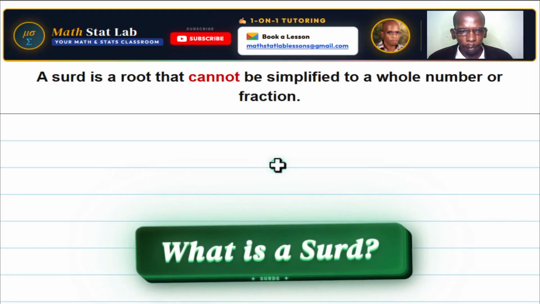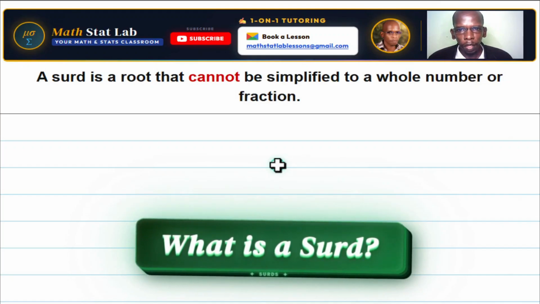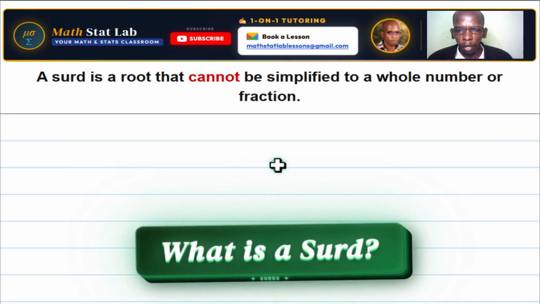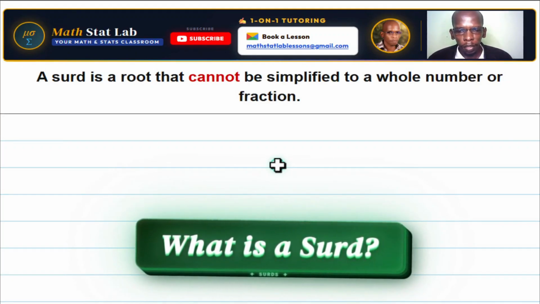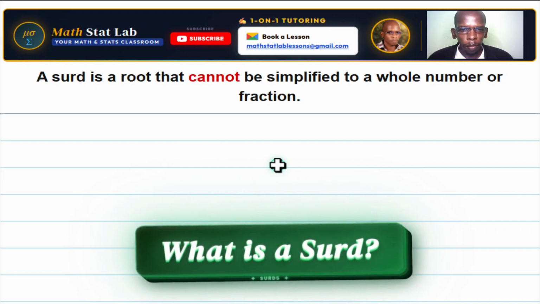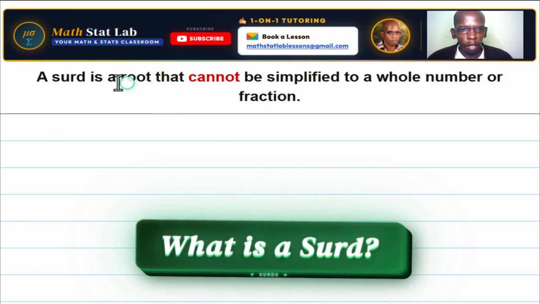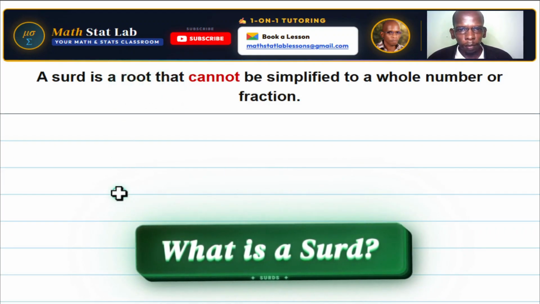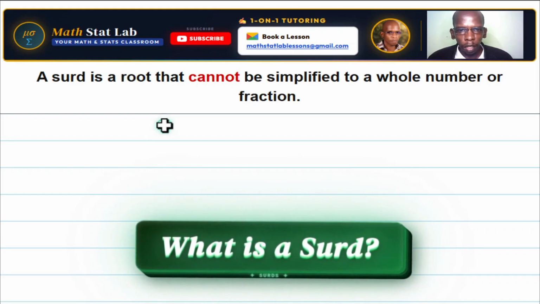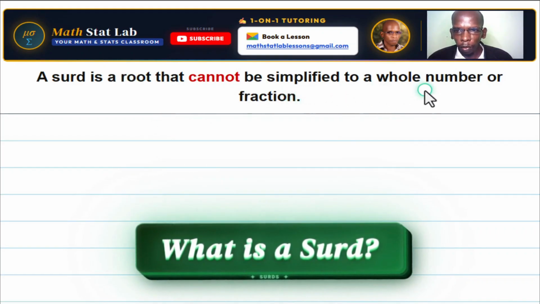What is a surd? A surd is a root that cannot be simplified to a whole number or a fraction. So, from the definition of a surd, you can note that it must be a root, but then the value inside that root should not simplify to a whole number or a fraction.